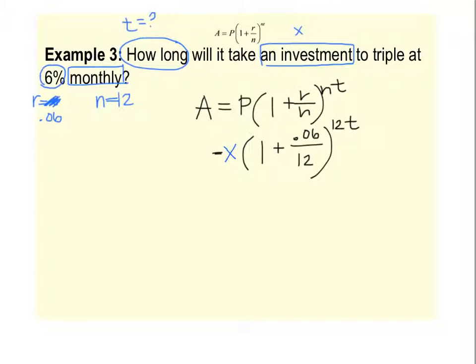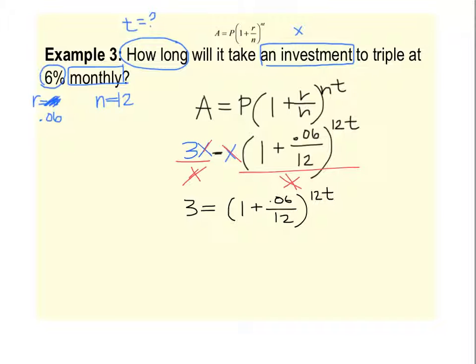So if we call that X and say we don't know it, I do have a way to represent what A is, because A is triple that. So triple X is 3X. And that's how we're going to handle not knowing A or P. Because if you notice, if I just divide both sides of the equation by X, it doesn't matter that I don't know what the investment is. I'm really just going to be looking at the equation: 3 equals (1 plus 0.06 over 12) to the 12t. Okay, let me simplify inside parentheses there real quick just to make it look a little neater.